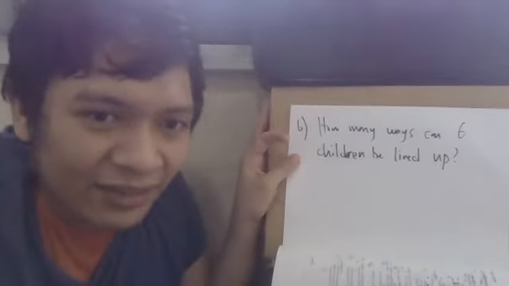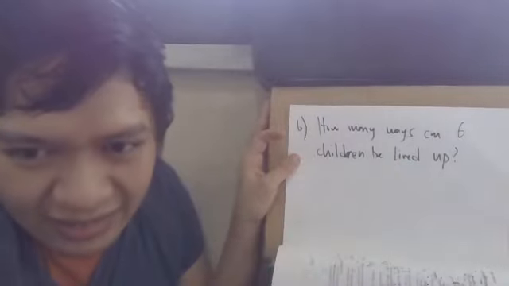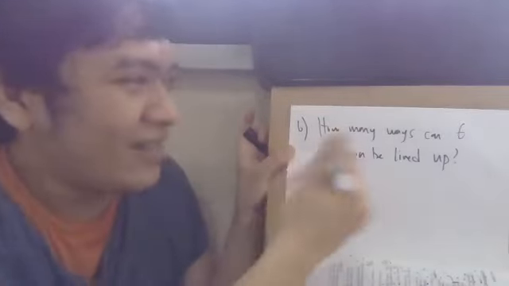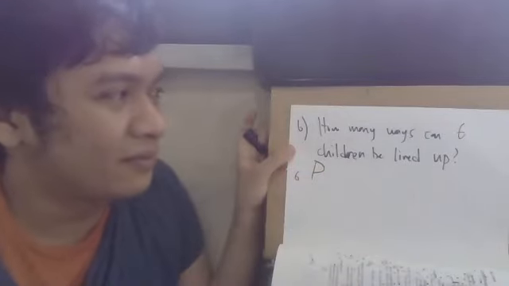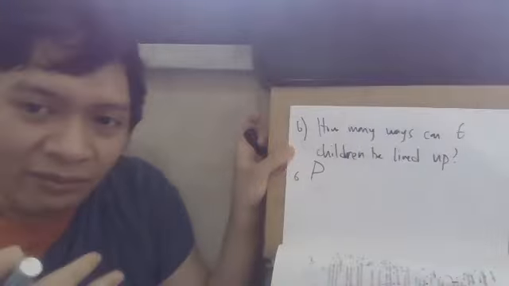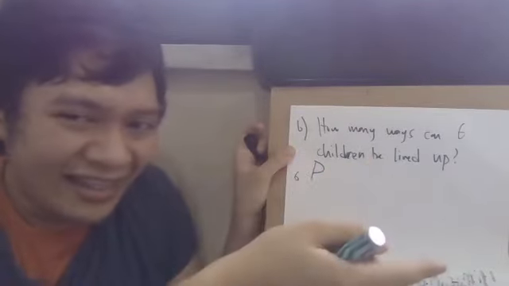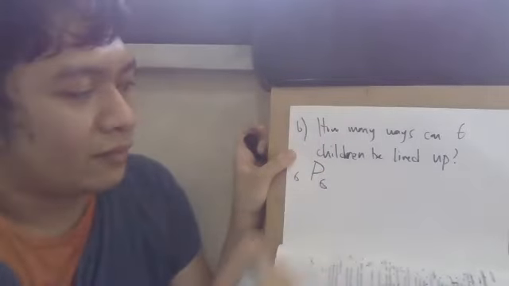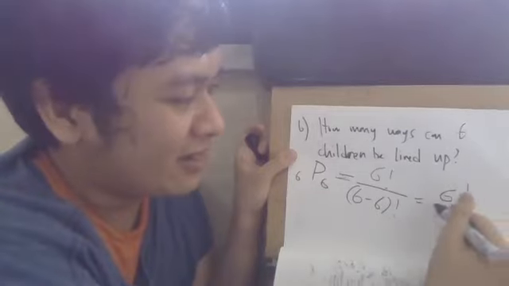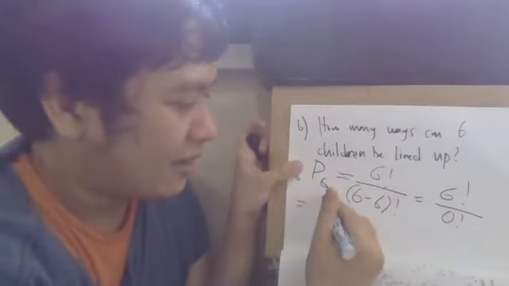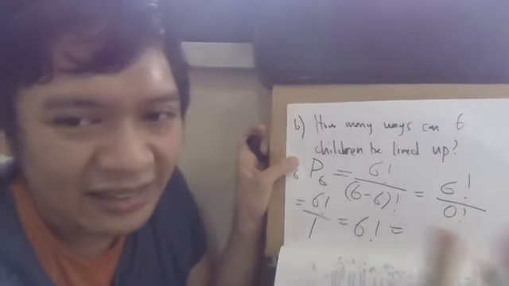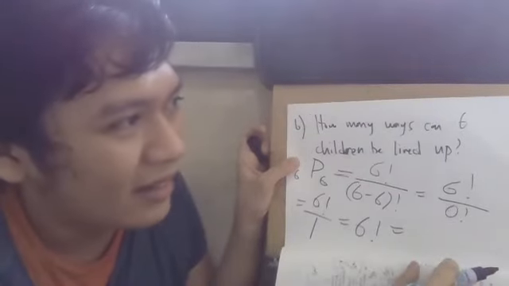Now, how about this? How many ways can 6 children be lined up? So, you have 6 children. So, n equals 6 sa formula. How many children are you going to take? Ano yung value ng R? 6 children. Ibig sabihin dito, lahat ng 6 children yung ite-take mo. So, it's the number of permutations of 6 children taken 6, so 6P6. If you apply the formula, 6 factorial over 6 minus 6 factorial equals 6 factorial over 0 factorial equals 6 factorial over 1, which is 6 factorial. What is 6 factorial? It's 6 times 5 times 4 times 3 times 2 times 1, and that is equal to 720.